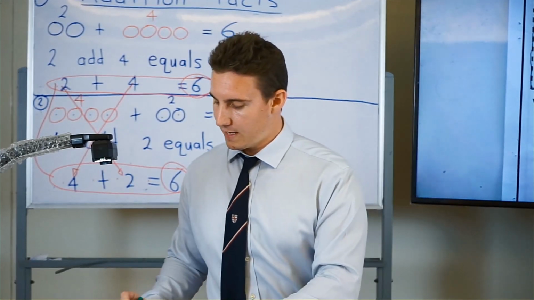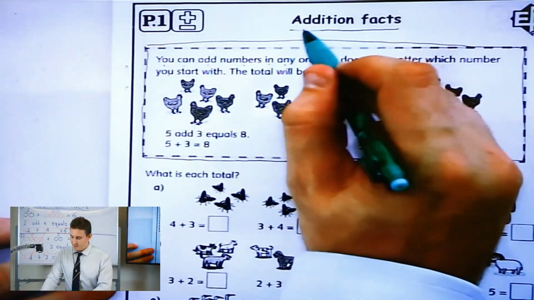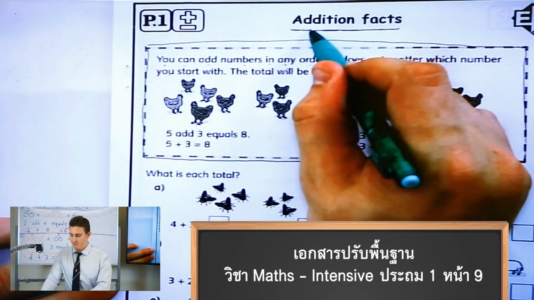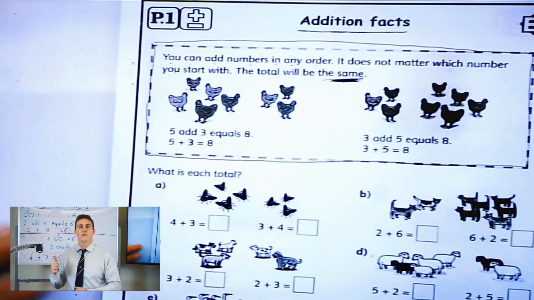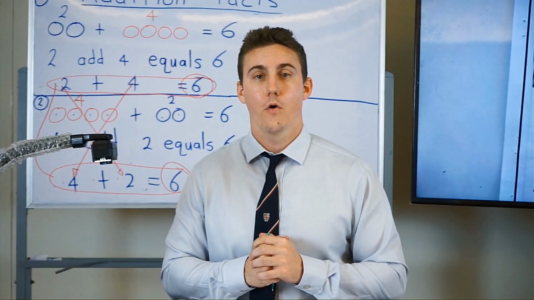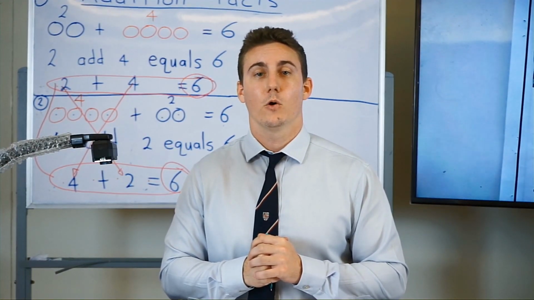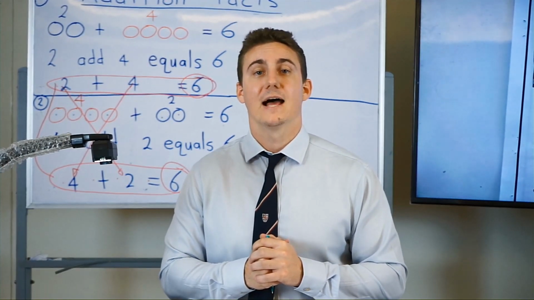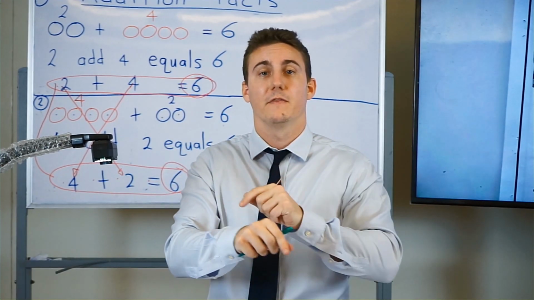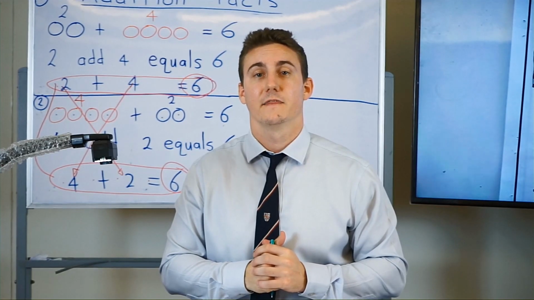Okay, so if you look at the top of page 9, your heading will say addition facts. Addition facts. Just like we did on the whiteboard earlier, the order does not matter. Okay? You will get the same answer. So before we said 2 plus 4 equals 6. And we also said 4 plus 2 equals 6. So the order changed, but the answer was still the same.